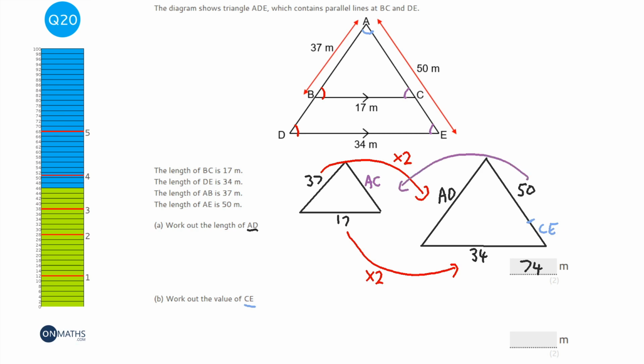So to go from the big one to the small one, instead of timesing by the scale factor, I'm going to divide. So I'm going to divide it by 2. So AC is 25. Now if AC is 25 and the whole thing is 50, so let's try and make this a bit clearer. So the whole thing is 50 and AC is 25. So this bit up until this bit. Then CE must be 25 as well, because it's 50 take away 25, which is 25.